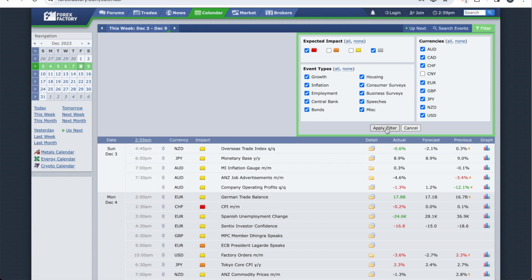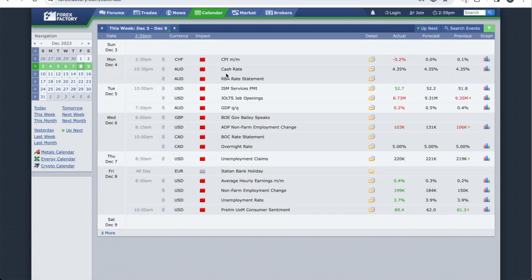So once we have this set, you can just say apply filter, and now you can see how this is a lot better, because rather than seeing all that noise, you're just getting everything in a simple and simplistic way. You're just getting all this right here from the dates and the times.